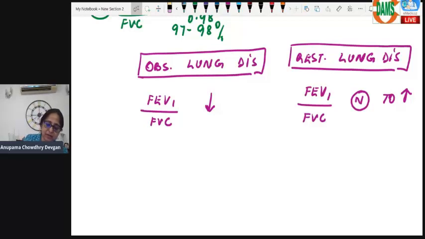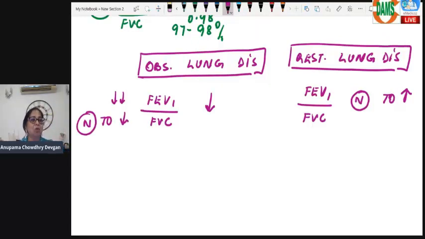How is it going to be reduced? Now the numerator decreases more than the denominator. The decrease in FEV1 is more than the decrease in FVC. FVC will be normal to decreased, whereas FEV1 is decreased more. Numerator decreases more than the denominator. Then the ratio will reduce.